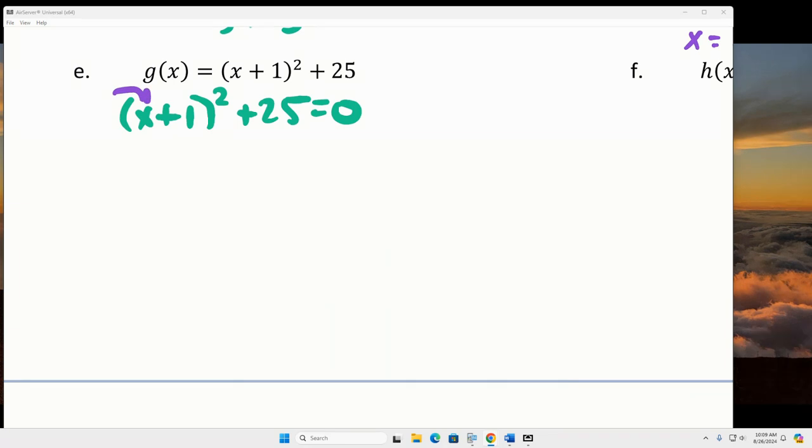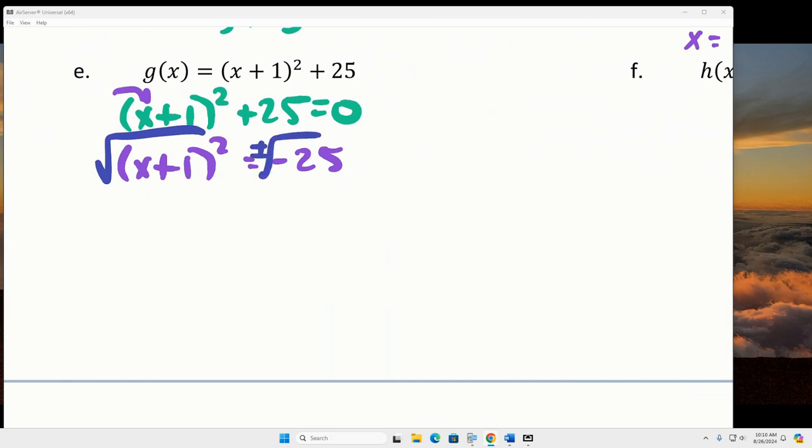We're trying to solve this for x. What would you guys do first? Move the 25. Good job. We are not going to square x plus 1, but we have to get to that x. So what are we going to do? Square root. All right, loud and proud. What is the square root of negative 25? 5i, yes.